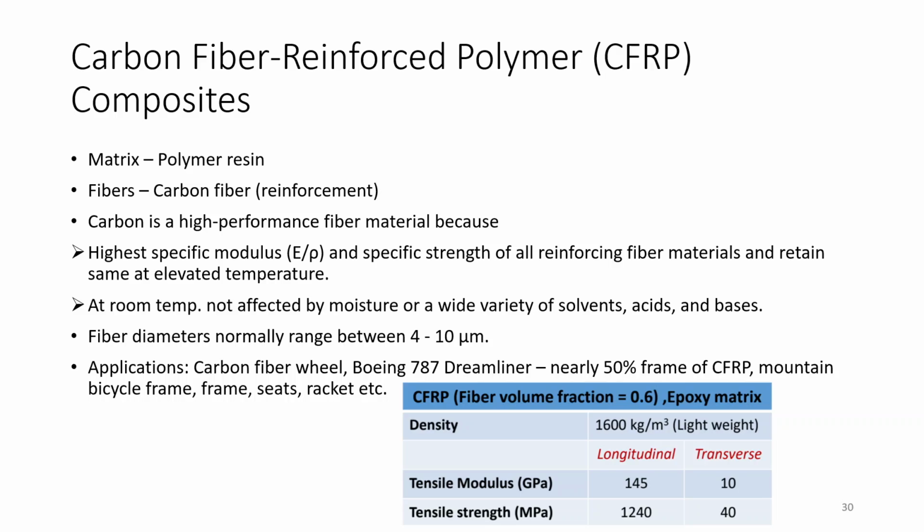The fiber diameters are normally in the range between 4 to 10 micrometer, and the applications include carbon fiber wheels, the Boeing 787 Dreamliner, nearly 50% of whose frame is CFRP, mountain bicycle frames, seats, rackets, etc. The properties of CFRP include a density of 1600 kg per meter cube, tensile modulus of 145 GPa, and tensile strength of 1240 MPa.